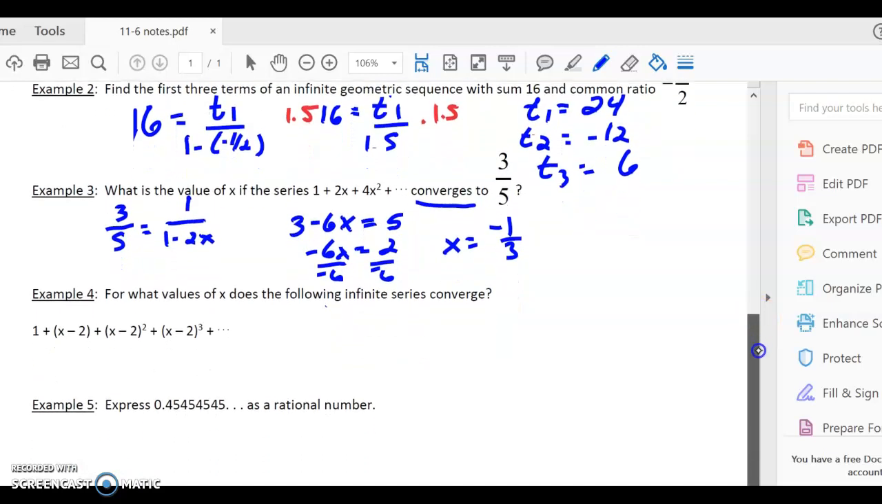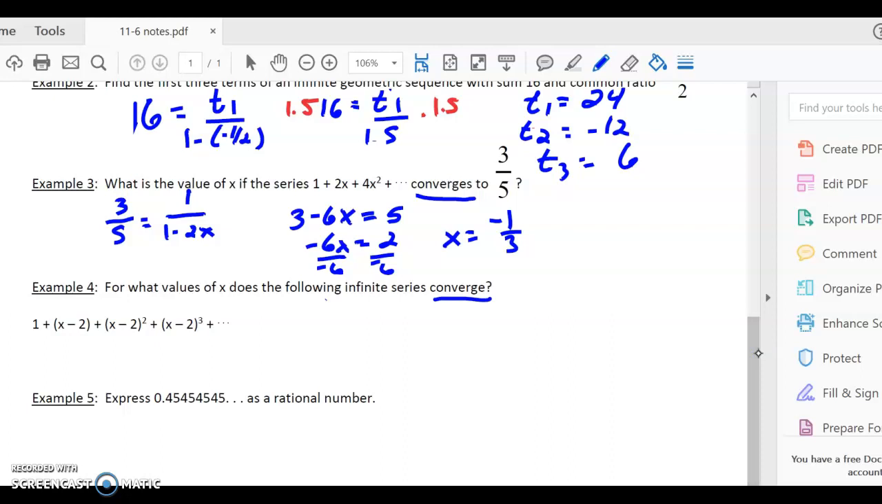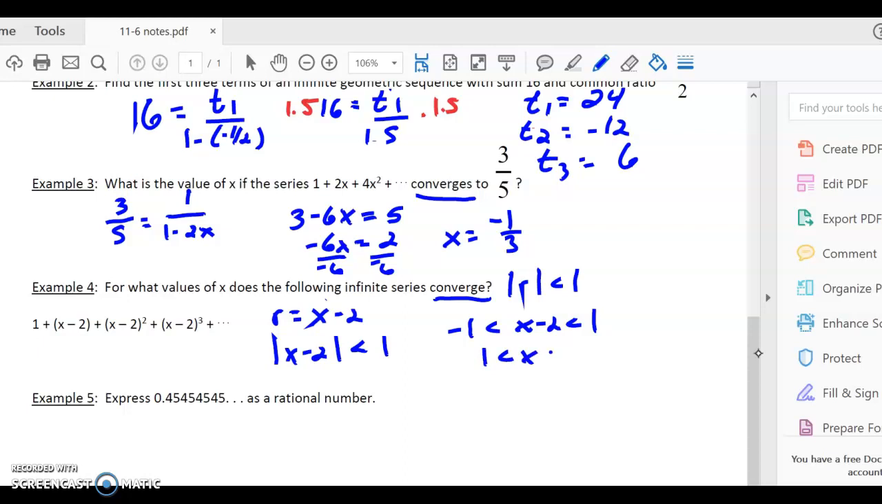Example 4. For what values of x does the following series converge? Again, they use the word converge, so they're implying that the absolute value of r must be less than 1. We can tell from looking at this that r is equal to x minus 2. Well, we know that the absolute value of r is less than 1, so that means that the absolute value of x minus 2 must be less than 1. Therefore, x minus 2 must be between negative 1 and 1. So we add 2 to both sides of the inequalities, and we get 1 is less than x, which is less than 3.